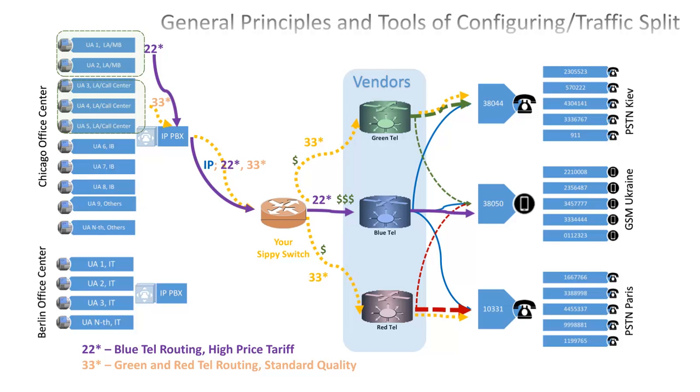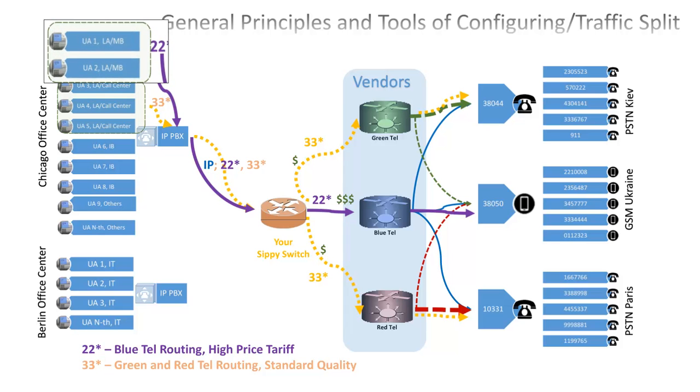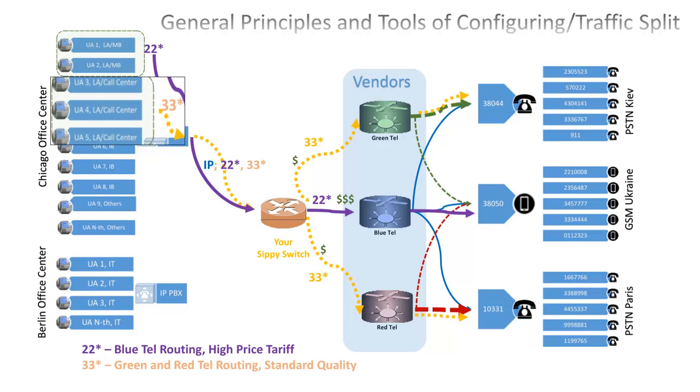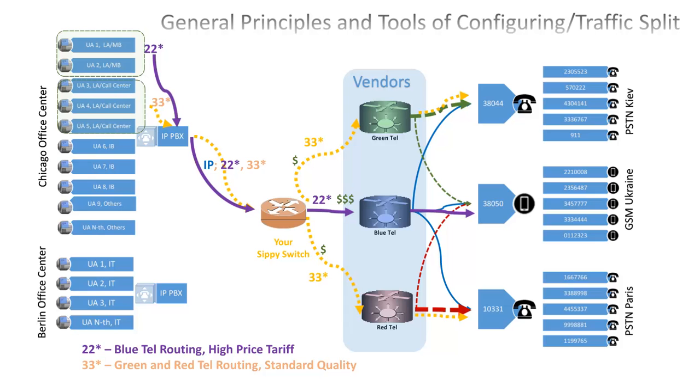So that to differentiate these two traffics, we need to assign one technical prefix to all user agents of management board and another technical prefix to all user agents of call center. Let's use 22 as a prefix for management board and 33 for the call center. For learning purposes, let's mark 22 traffic purple and 33 traffic orange.